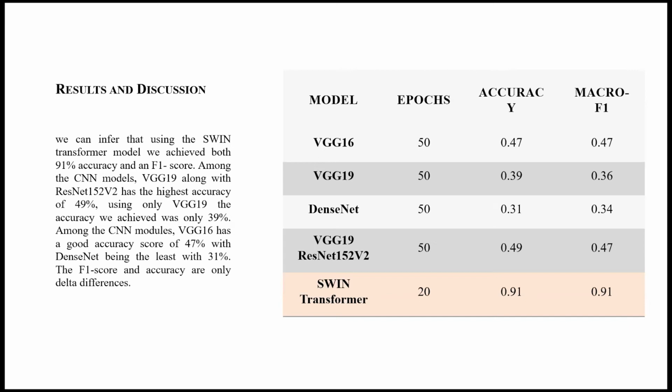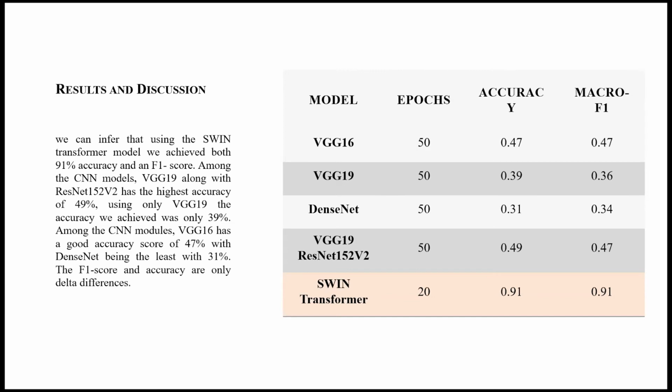But if you compare the other CNN models, the best one we could get is from VGG19 plus ResNet152, the hybrid model. We achieved 49%. If you use VGG19 individually, we were able to achieve only 39%, but the hybrid model at least gave a 10% increase, so with that we achieved 49%. And if you look at the least one, DenseNet, we were able to achieve only 31%. So these are the results we achieved from the different models.